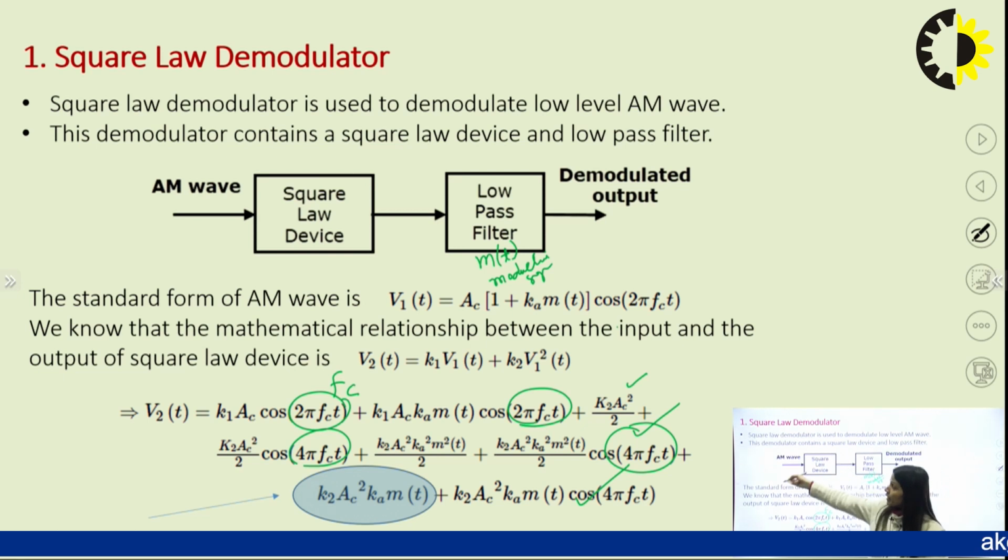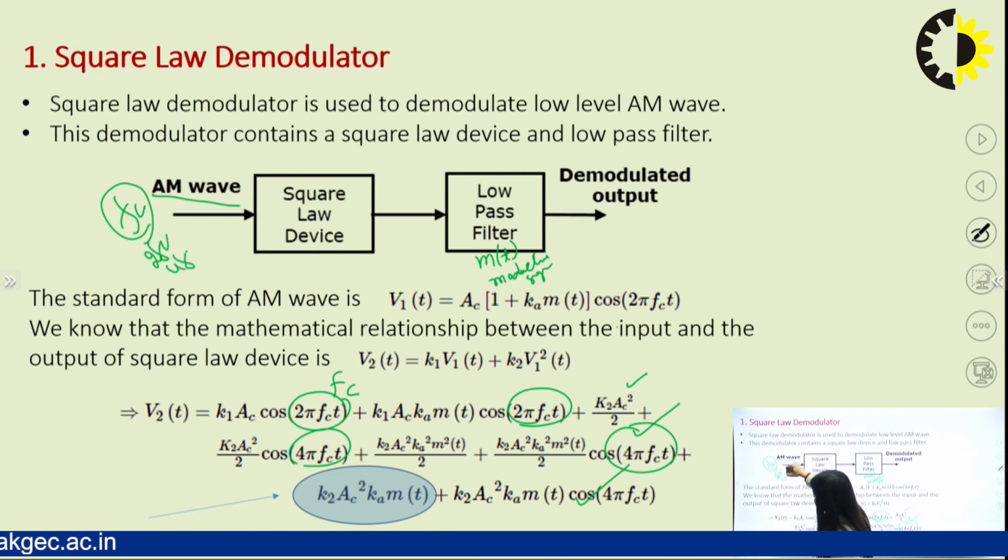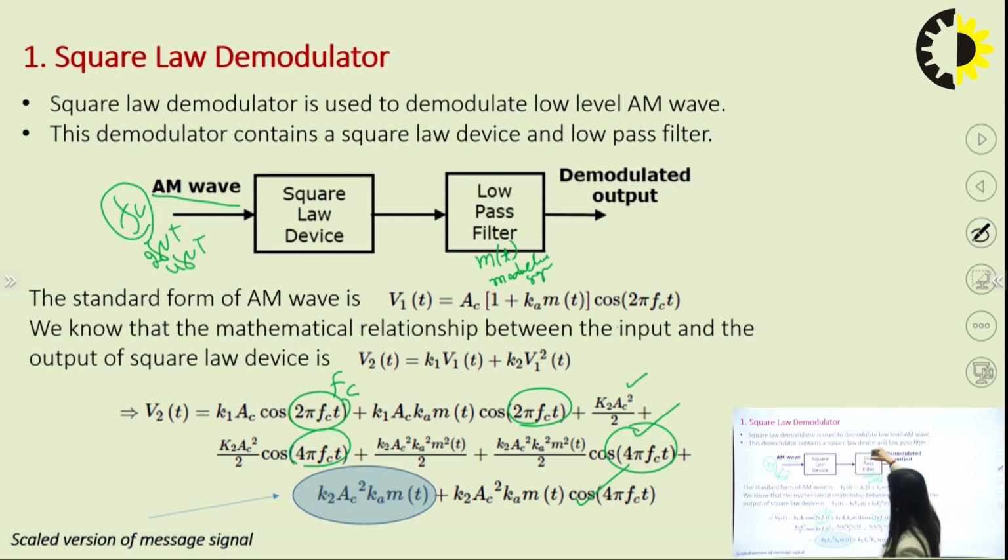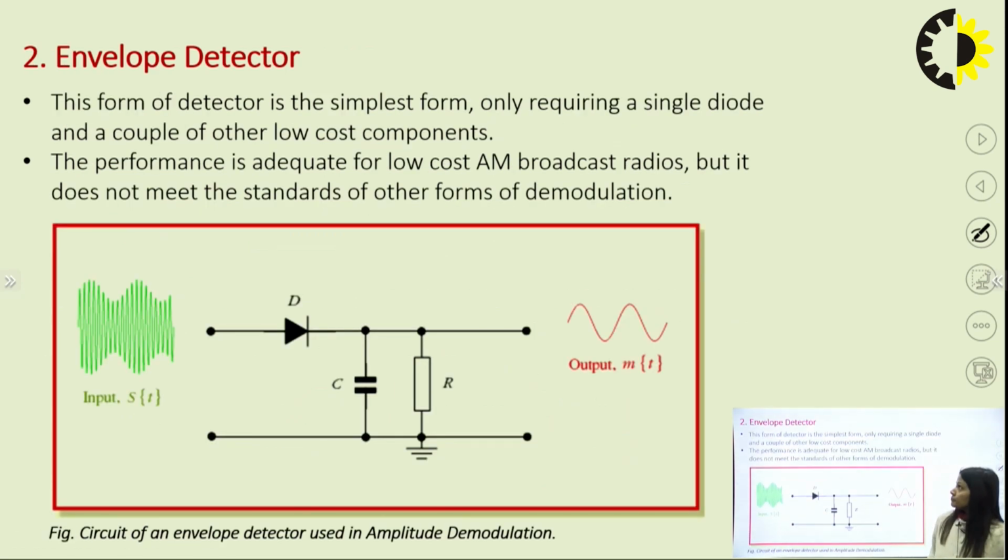Since FC is very high, what we have done is we have changed the frequency into FC. 2 FC is higher than FC, and 4 FC. So these frequencies we need to remove from the square law device. The low pass filter will only pass this m(t), or a constant or scaled version of m(t). That is how, by using only two components, we can demodulate the amplitude modulated wave.